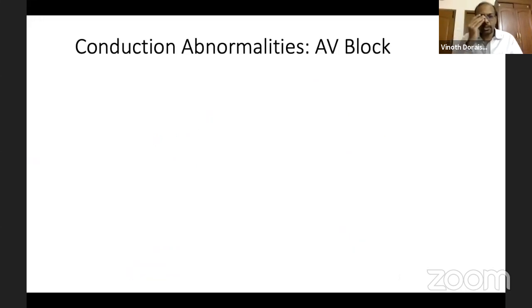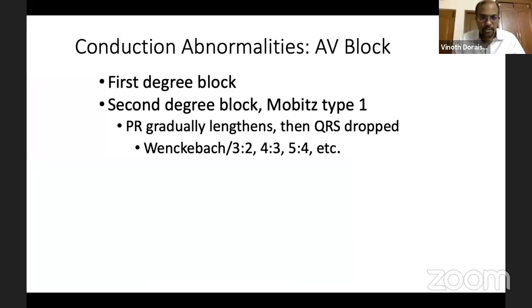So coming to the conduction abnormalities, that is called AV blocks. We have 3 degrees of AV block. You have a first degree block. First degree block is basically a prolonged PR interval. Then you have a second degree block. You have 2 types in that: one is Mobitz type 1 and the other is Mobitz type 2.